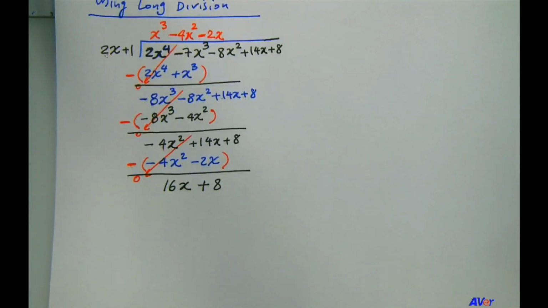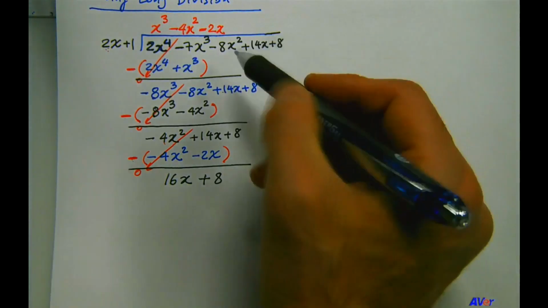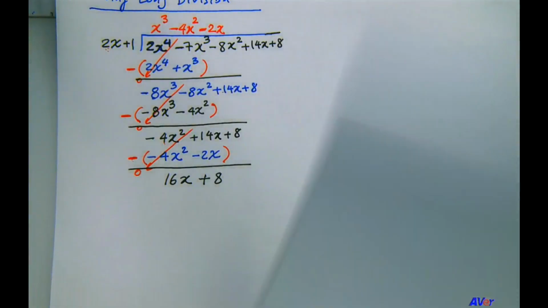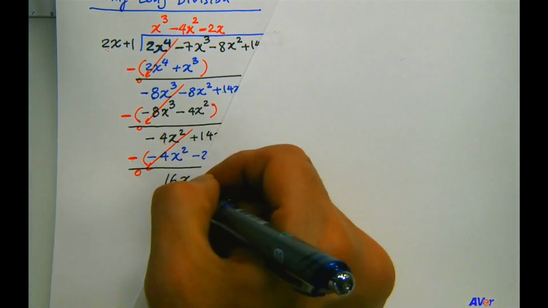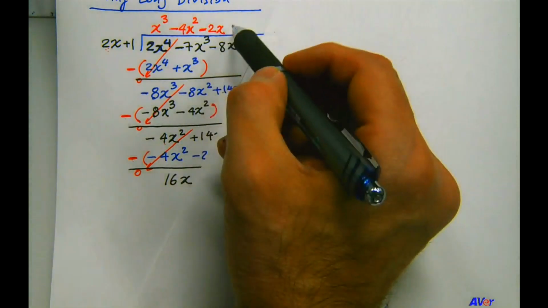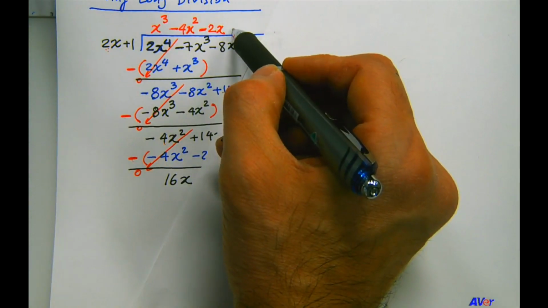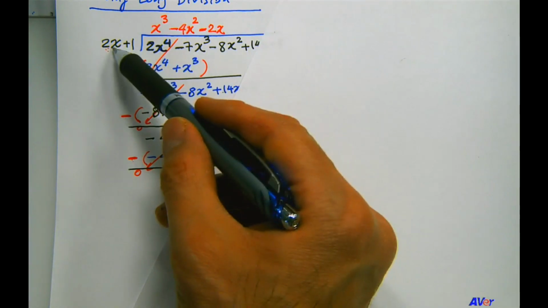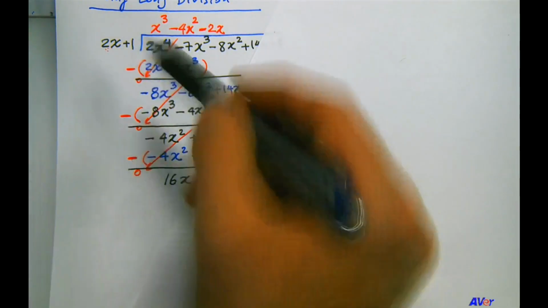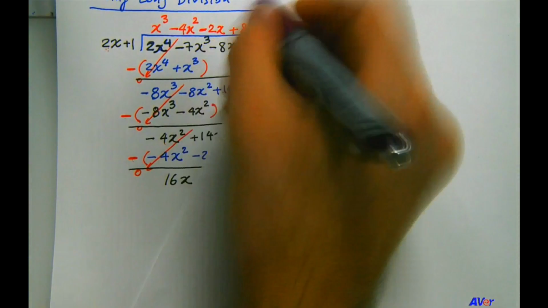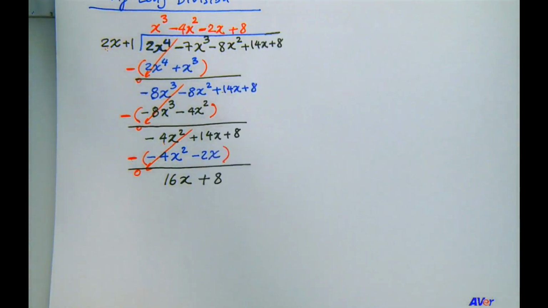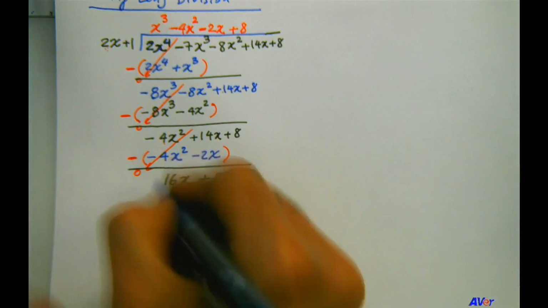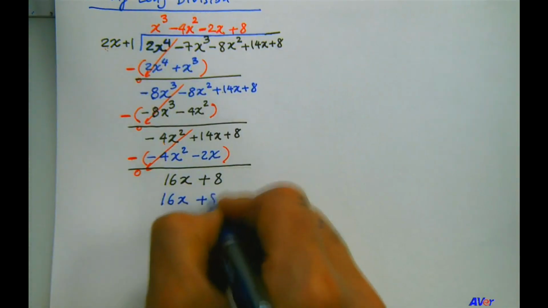Okay, positive 8. So now, once again, we covered that 8. We just focus on the first term here. We ask ourselves, what should we put up here such that if we multiply it by the 2x, the first term in the divisor, we get 16x? Well, we have a 2, we need a 16, so positive 8. 8 times 2x is 16x, right? So we have 16x, 8 times 1 plus 8.